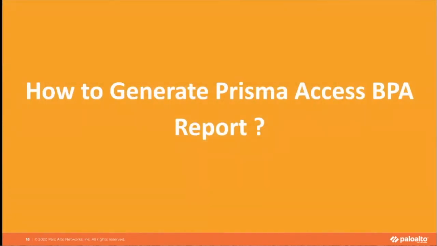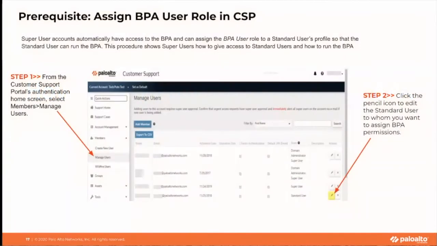How to generate Prisma Access BPA report. You can generate the BPA using the customer support portal. But before running the report, make sure that you have proper roles assigned in the CSP. As a super user, you can run the BPA, but you can assign the BPA user role to the standard user's profile also.